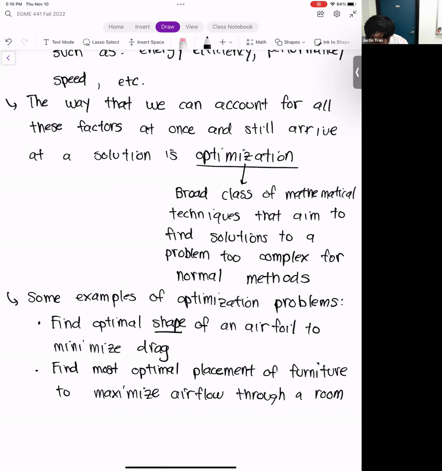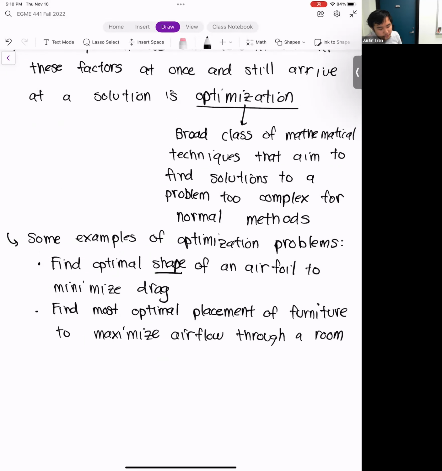Another example that is not so much an engineering flavor. Let's say that you're interior decorating your home. And so you want to find out what's the most optimal placement of the furniture, like the couch, the chairs, TV, all that stuff, to maximize the airflow throughout the room. So again, this is a more complicated situation where there's not just one or two equations that you can use to solve for it. It's very complex, and I would argue that there's probably multiple answers to this too. And so this is the perfect kind of problem that optimization can solve as well.